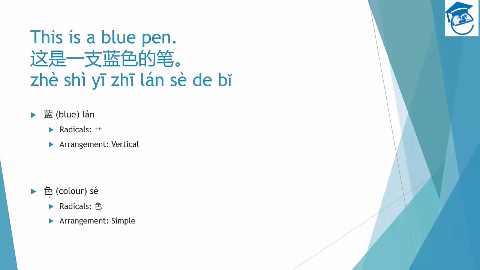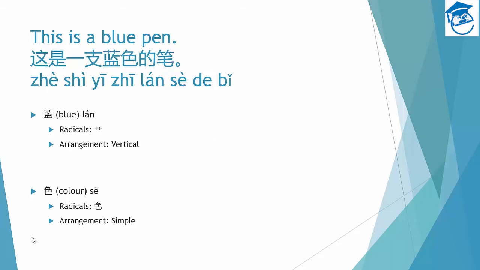The next one is 色. 色 means color. This is the pinyin. This is the radical, and the radical is itself. So the arrangement is naturally simple. This is how to write 色. 6 strokes.